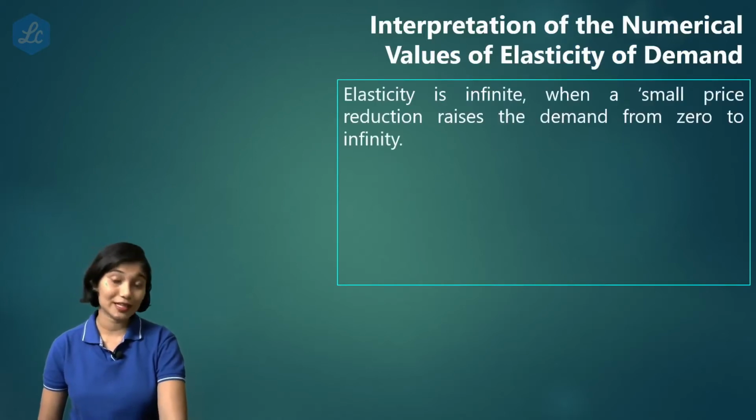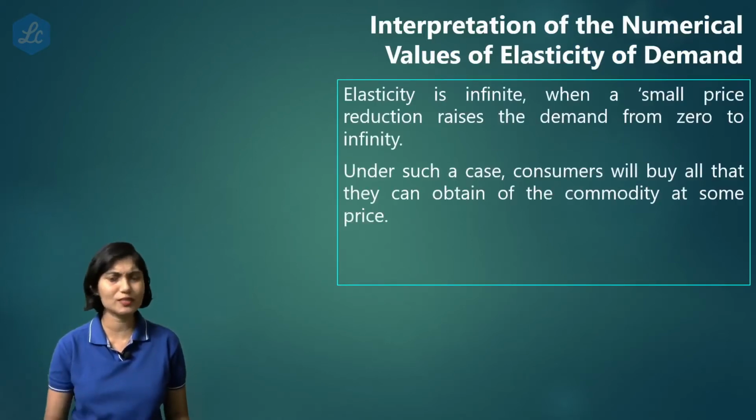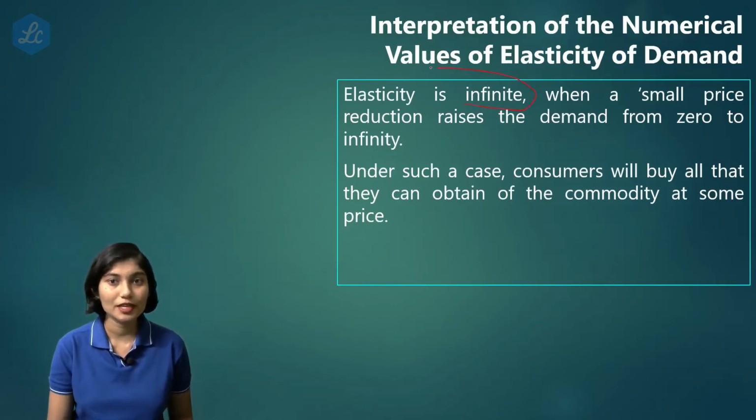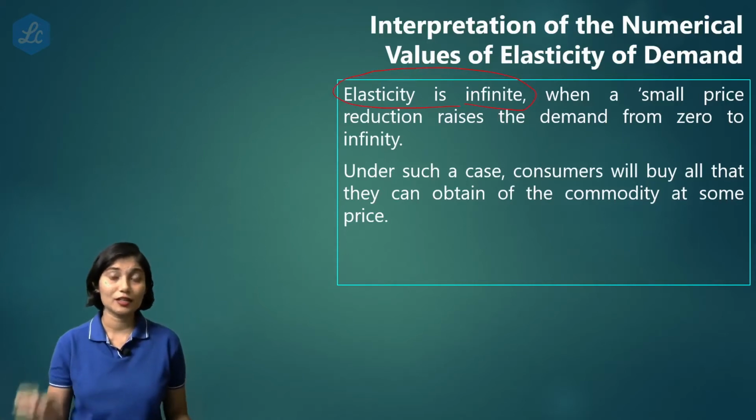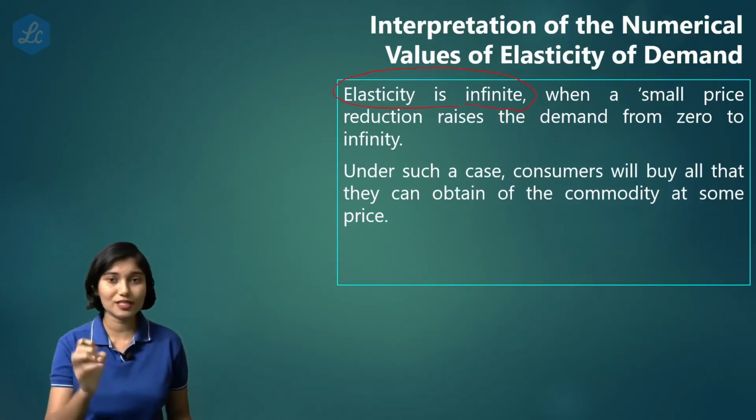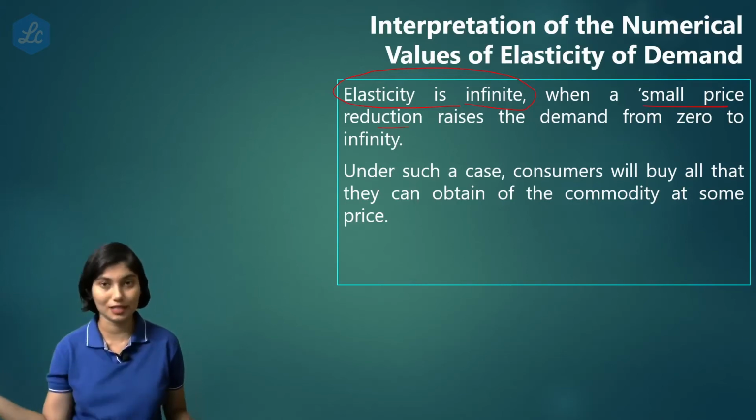Now coming to the next one, that is when elasticity is infinite. What does this mean, infinite? It means that your elasticity is extremely high, even though the change in price is extremely small. Like when there is a small price reduction, it increases the demand from 0 to infinity.